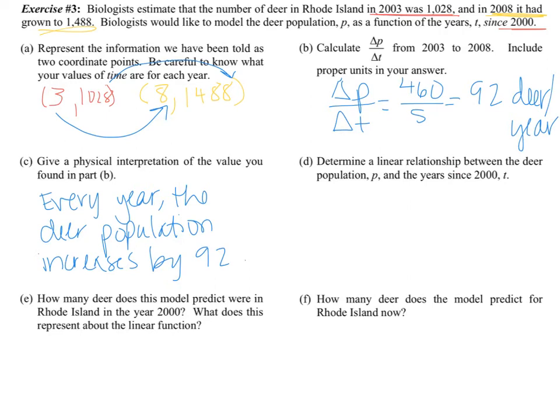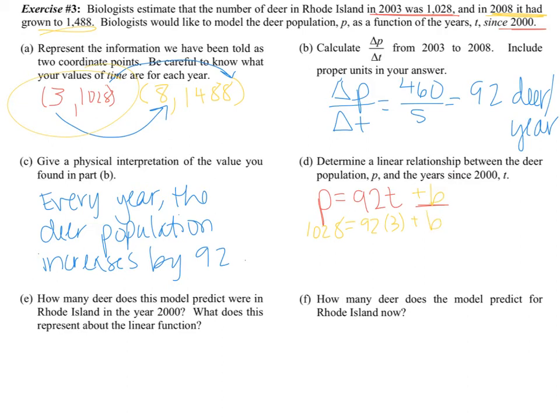Determine a linear relationship between the deer population P and the year since 2000. So we know that the population goes up 92 per year. But now we want to know, what is our starting point? So our starting point, if I plug 3 in for T and 1028, so I'm using my first coordinate point. Remember, we're finding the B, the y-intercept.